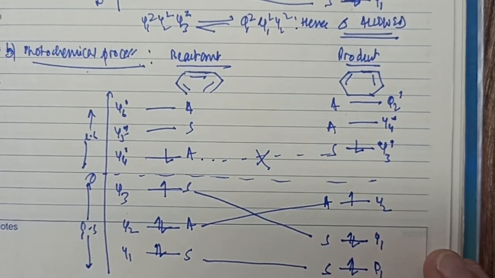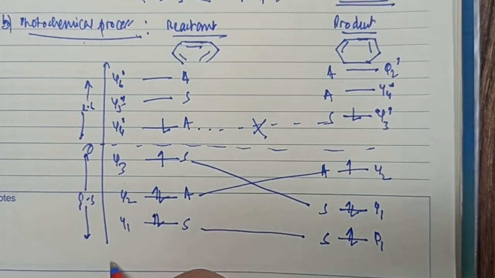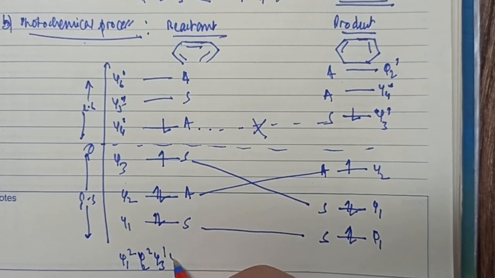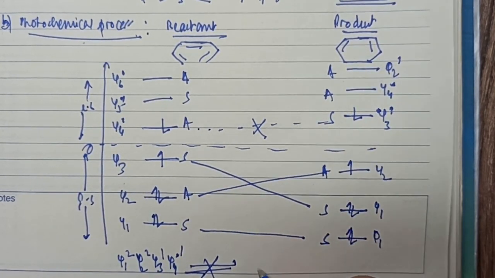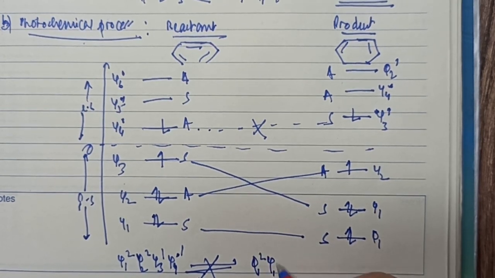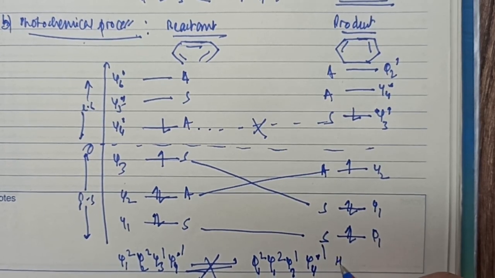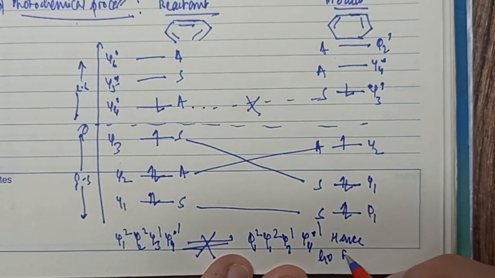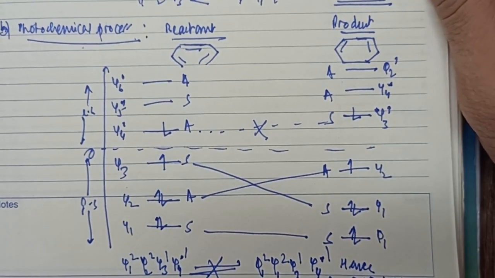That means even if there is one mismatch, we say that under photochemical conditions, psi1 2, psi2 2, psi3 1, and psi4 star 1 do not correlate with phi1 2, psi1 2, psi2 1, and psi3 star 1. Hence, this process is photochemically forbidden. Right? So this is a very lengthy but simple way of gauging an electrocyclic reaction for its reaction conditions.